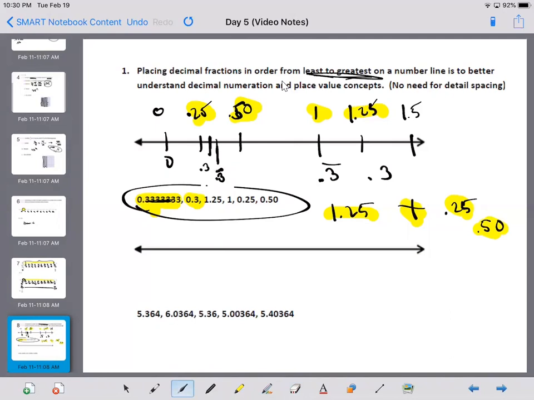So that would be placing them in order from least to greatest. If you look down here, I would want you to look at the whole number, 5, 6, 5, 5, 5. So let's go ahead and make that from 5 to 6. And so we know that with this one, we're just a little bit more than 6. So we'll just drop down here.